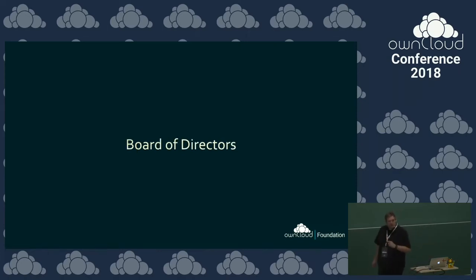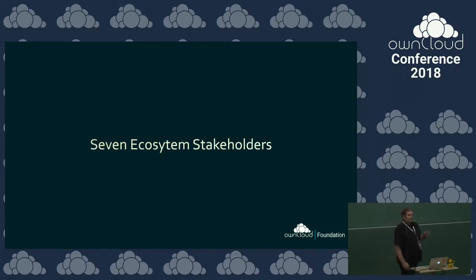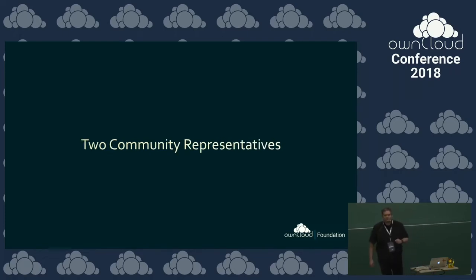And it already has a board of directors, and that is the entity that will run the ownCloud Foundation and make the most important decisions and enable other people to make decisions themselves. We'll get to that in a minute. Let me just introduce you to the board of directors. The board of directors is composed of 7 ecosystem stakeholders that are entities and people who are very, very strongly and strategically involved with ownCloud, and 2 community representatives. These community representatives are the only people that are not yet present on the board. That's important to notice. The other board seats are actually occupied, and we're going to introduce them in a second. And then I will tell you about the community representatives and how you can become one of them.